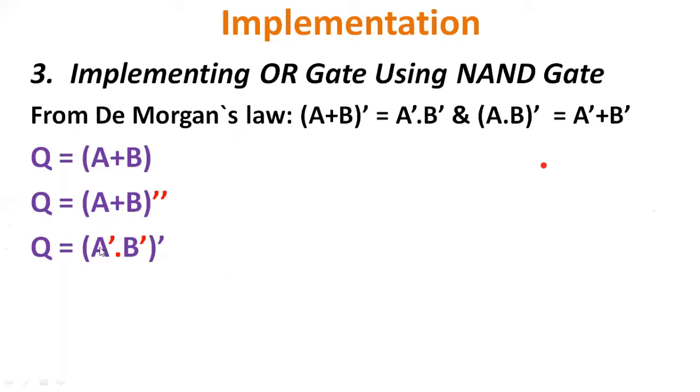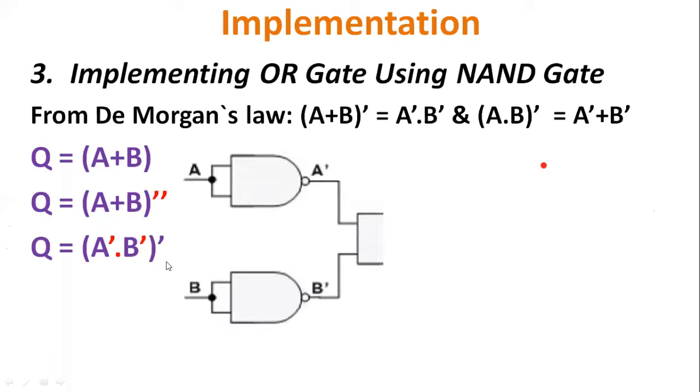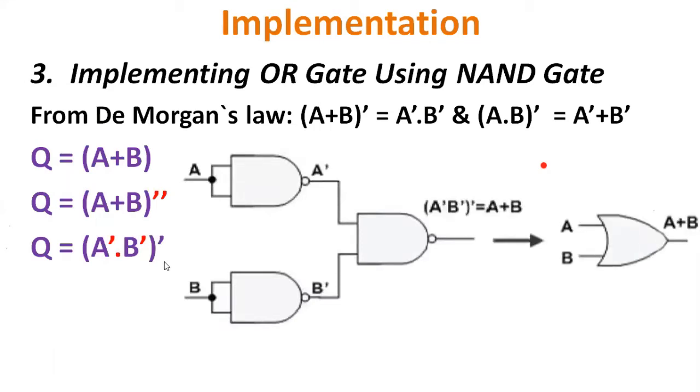So we know that A bar equals what? How can we implement A bar? By shorting the two inputs of NAND gate, we can have the NOT gate. So A bar requires one NAND gate, B bar requires a second NAND gate, and this A bar and B bar should be given to another NAND gate. That means this bar represents the third NAND gate. So likewise, you can have the OR gate implementation using three NAND gates.